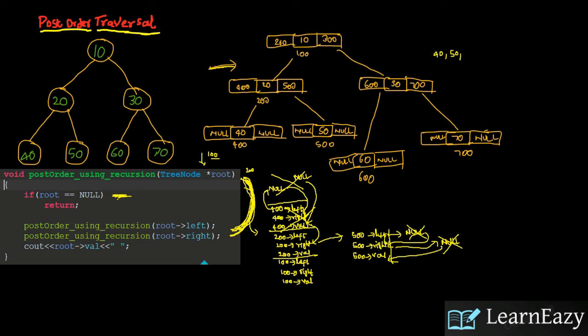These 3 calls are done, then the stack record will get deleted and it returns back to here. 200 value nothing but 20, it will print 20. Then all these 3 calls are done, this stack record will get deleted and it returns back to 100 right.